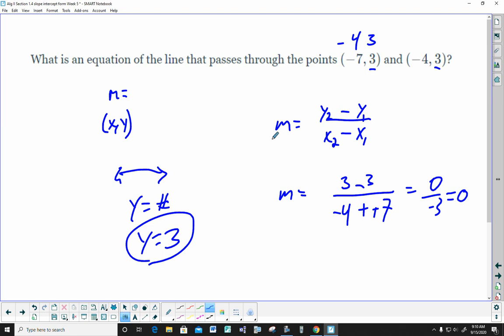If you run into problems where you notice the y values are the same, you can just jump straight to the answer, y equals 3. Okay, because every single time you do it, you're going to get a slope of 0. So if you can predict that behavior, you can just jump straight to this.